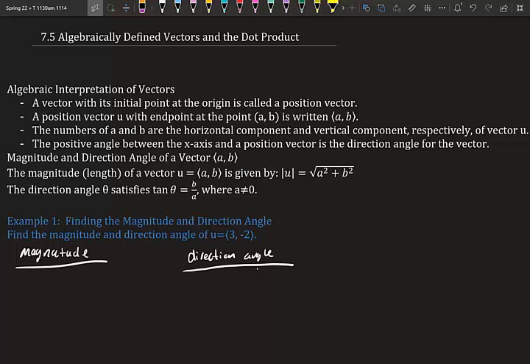The positive angle between the x-axis and the position vector is the direction angle for the vector. Magnitude and direction angle of a vector <a, b>. The magnitude, or length, of vector u is given by the absolute value of u equals the square root of a squared plus b squared. The direction angle satisfies tangent theta equals b over a, where a can never be 0.